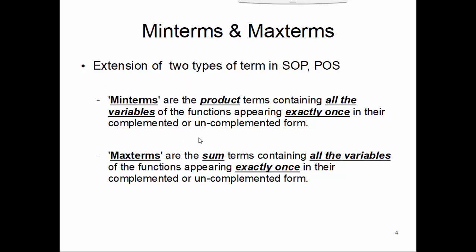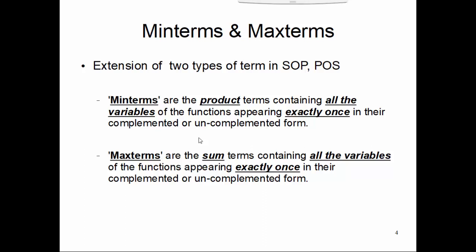To understand that, we need to understand two terms, and we'll focus on the min term, but we also need to know something called max terms. So these are the two types of Boolean terms, min term and max term, used in SOP and POS respectively. So min term is used in SOP and max term is used in POS.